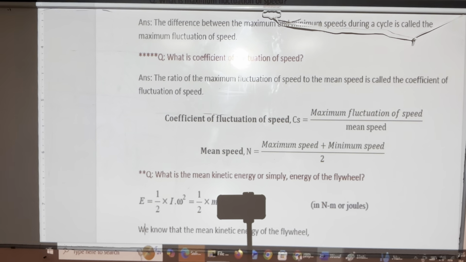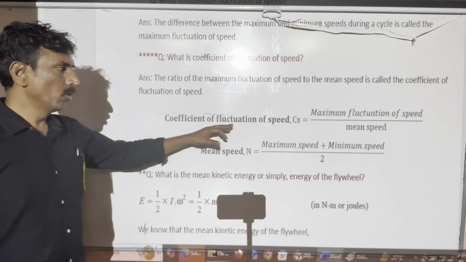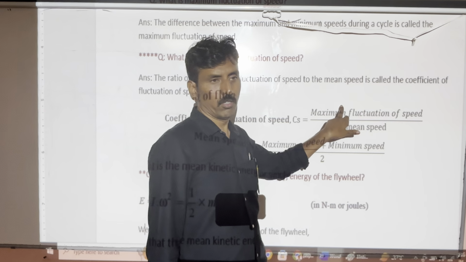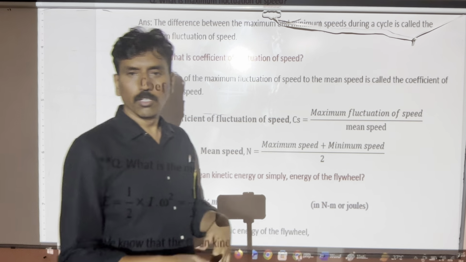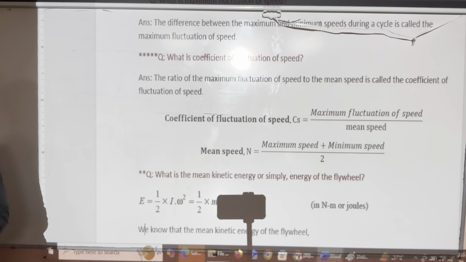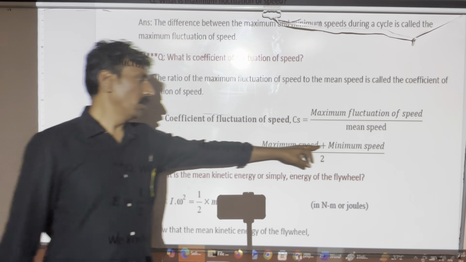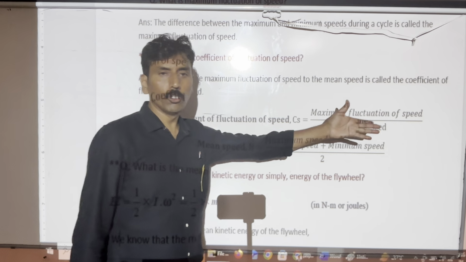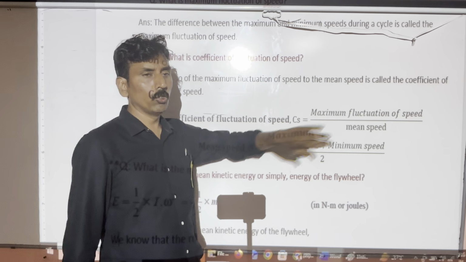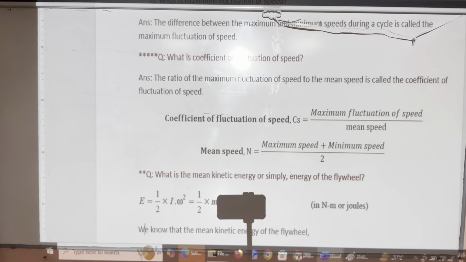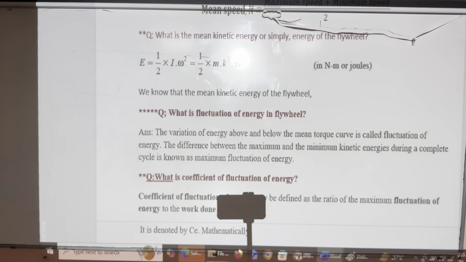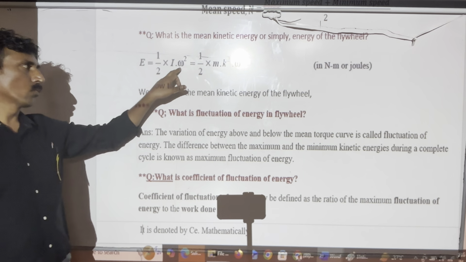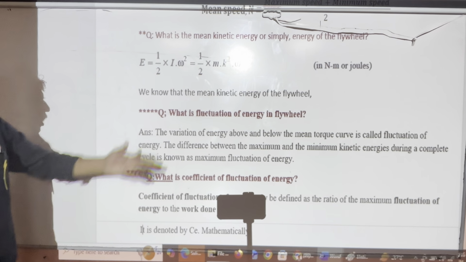And then what is the coefficient of fluctuation of speed? It is the maximum fluctuation of speed, that is the difference in the speed, divided by the mean speed. What is mean speed? Mean speed is the sum of the highest and the lowest speed divided by 2. All this you should remember. Maximum speed plus minimum speed divided by 2 is the mean speed, and the fluctuation of speed is omega 1 minus omega 2, where 1 stands for higher speed and 2 stands for lower speed. Now the mean kinetic energy is half I omega square, where omega is the mean angular velocity.